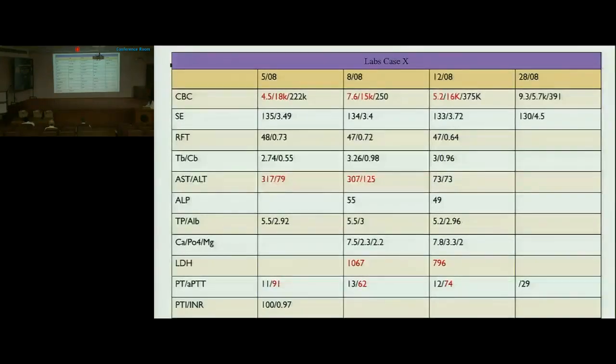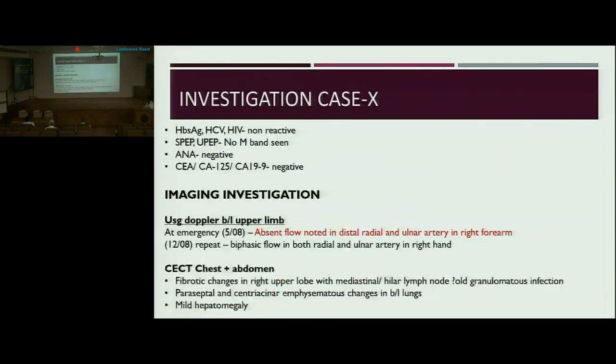The lab values of case X show severe anemia with deranged LFT and isolated APTT prolongation. On further investigation, the viral markers, the paraproteinemia workup, the autoimmune workup, and the tumor markers were negative.